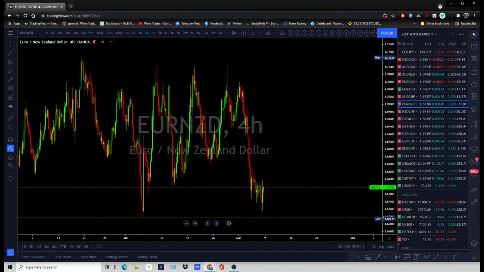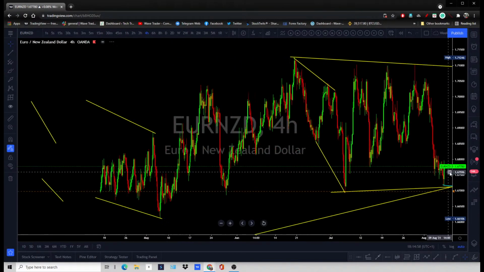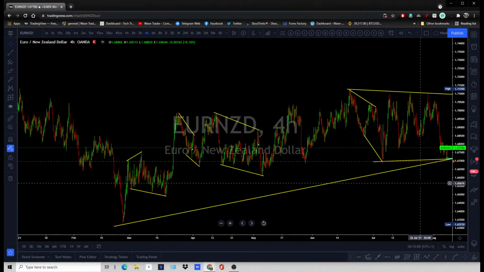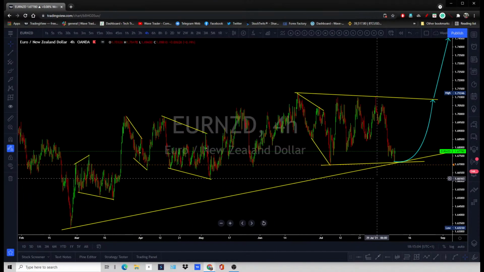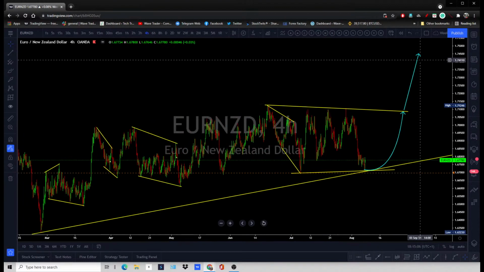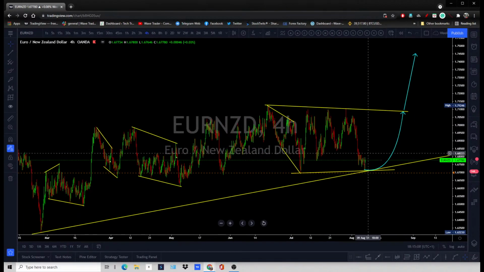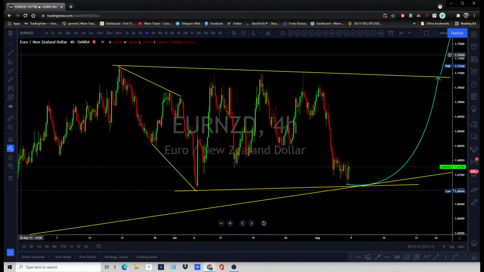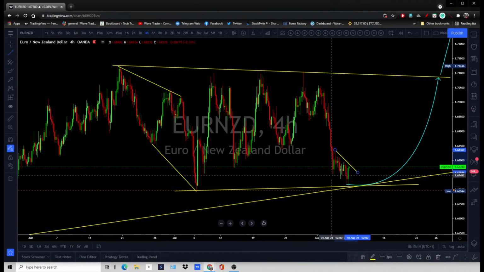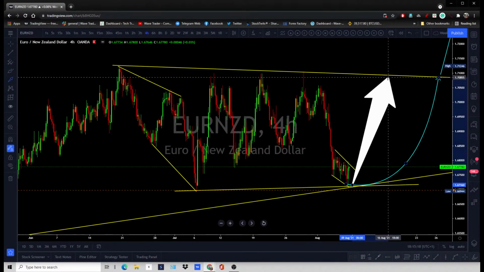So Euro New Zealand dollar is also going to be a good chart to watch. If you miss the Euro New Zealand dollar, then you can watch price action on this chart for it to go back up for the next leg. Or simple analysis, you are watching this to break out for more upside.